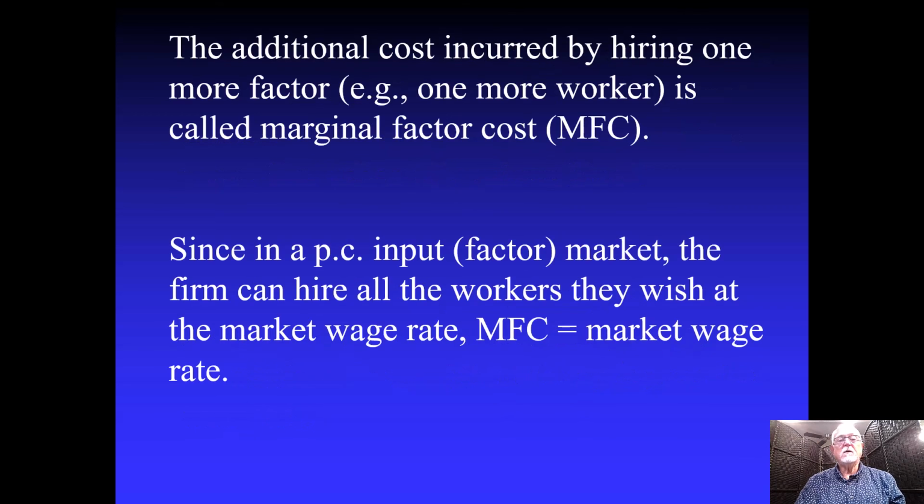Now, I've already talked about the marginal factor cost, and we know that if it's competitive on both the input market and the output market, then the market wage rate will equal the marginal factor cost. All right, I hope you stayed with me on looking at the factor market, specifically labor, where both the input, that's the factor market, and the output, that's the product market, are perfectly competitive.